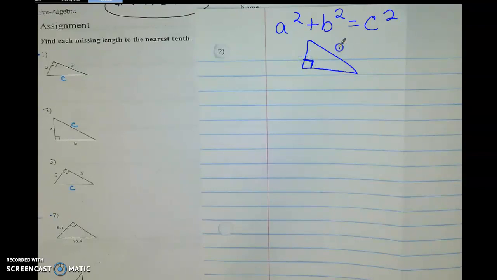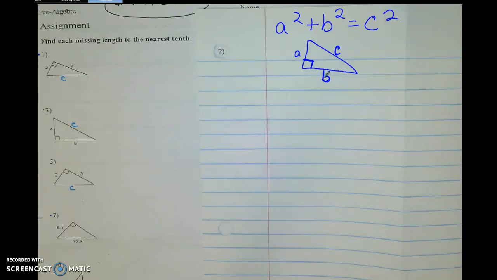Our long side is c. It's the hypotenuse. And then we have our legs. It doesn't matter if I call that one a or b and this one a or b, but one of them is a, one of them is b. The Pythagorean Theorem tells us that when we do a squared plus b squared, it equals c squared. So if we have two of the sides, then we can figure out what the third side would be. We're going to work through a couple of these this evening.